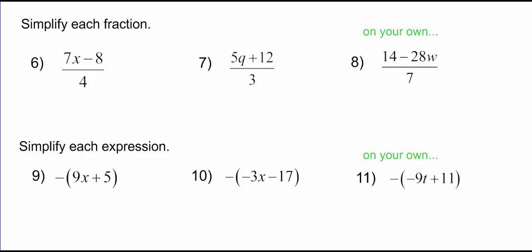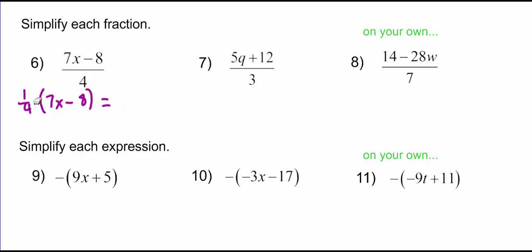All right, so let's take a look then at our next page. We're going to use some similar principles to simplify some fractions. So on number 6, we've got 7x minus 8 divided by 4. I'm going to first rewrite this as 1/4 times 7x minus 8, which would be the exact same thing, just a different way of looking at it.